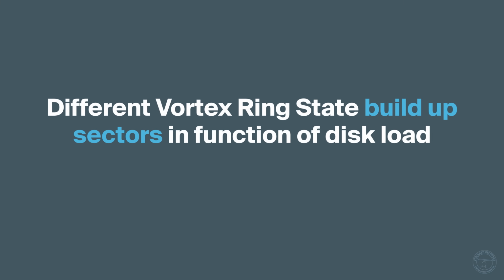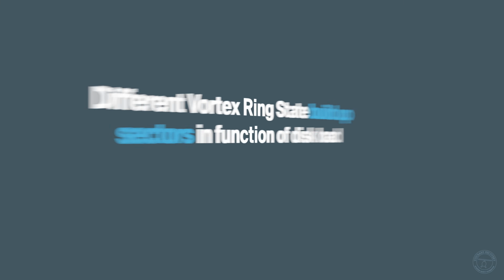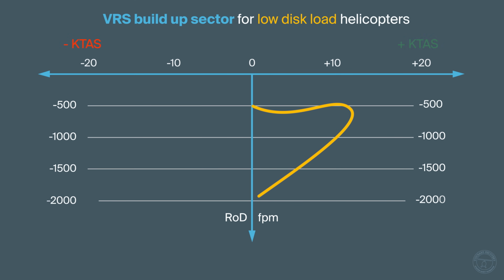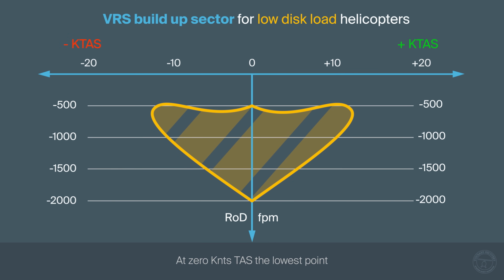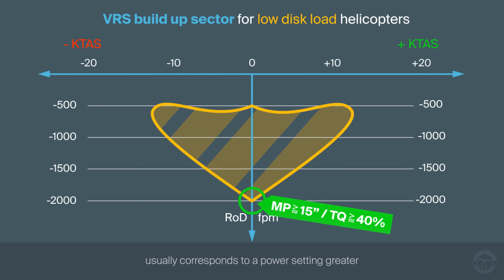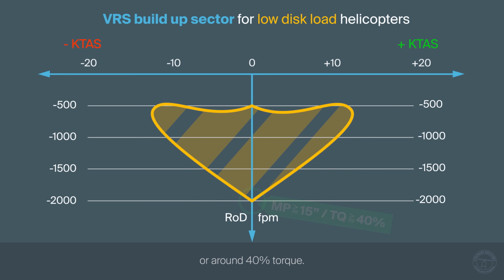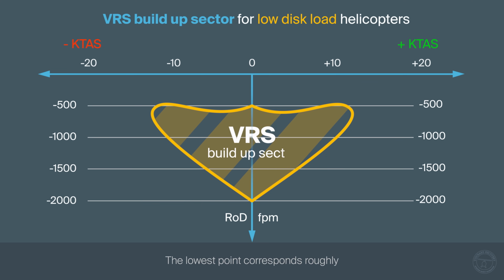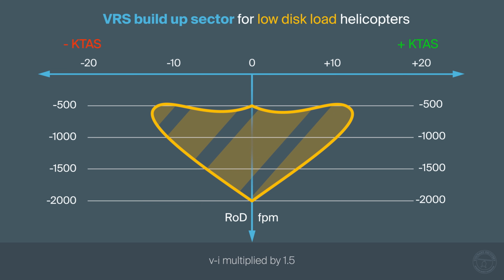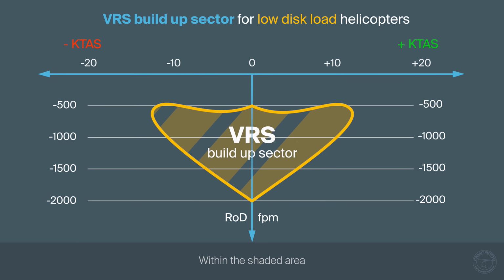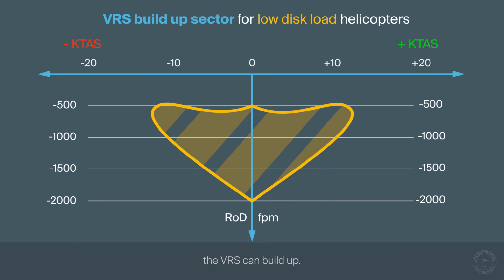Different vortex ring state buildup sectors in function of disk load. VRS buildup sector for helicopters with low disk load. At 0 knots TAS, the lowest point of the danger sector usually corresponds to a power setting greater than 15 inches of manifold pressure or around 40% torque. The lowest point corresponds roughly to the induced velocity, VI, multiplied by 1.5. Within the shaded area, the VRS can build up.